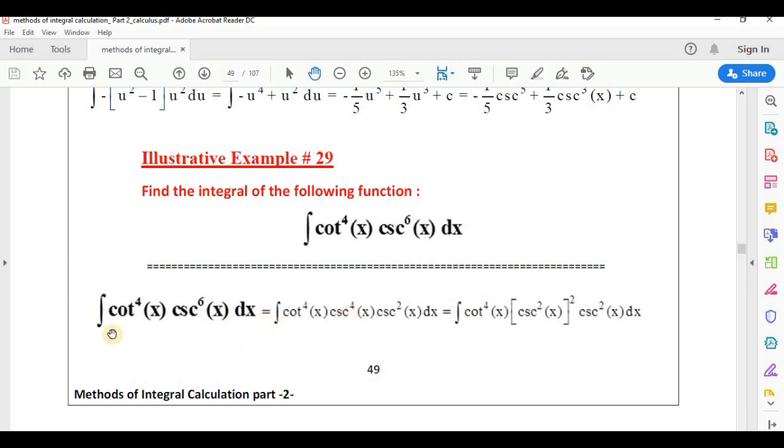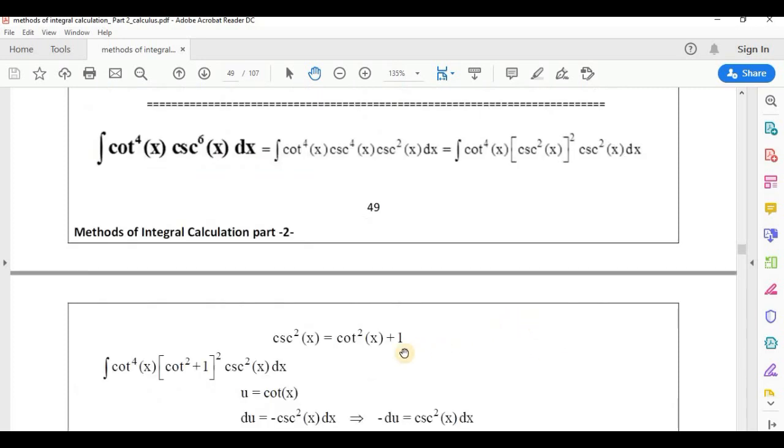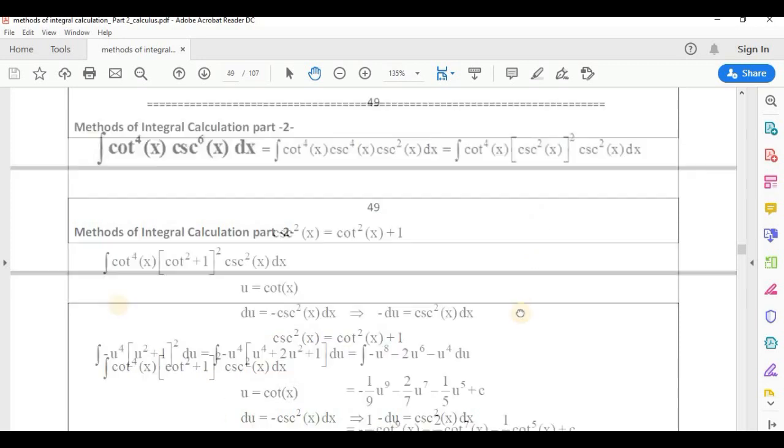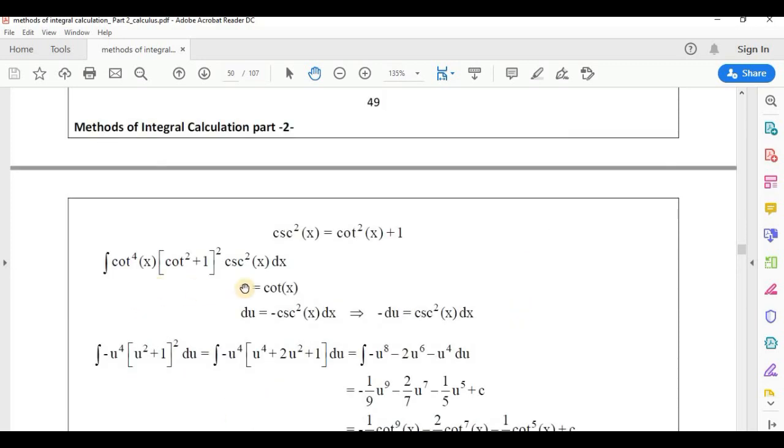So the integral will become cotan to the power 4, we'll keep it as it is, multiply cosec to the power 4 multiply cosec square x dx. Then cosec to the power 4, we need to put it in the quadratic exponent, so it will become cosec square all to the power 2. The second step, we will use the simplification formula, cosec square equal cotan square plus 1. And we will substitute this value in this part, cosec square. Then the integral will become like this.